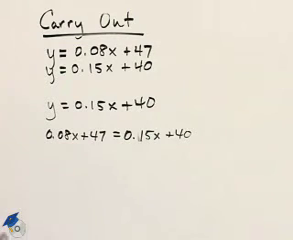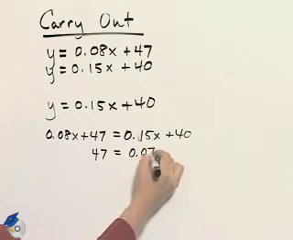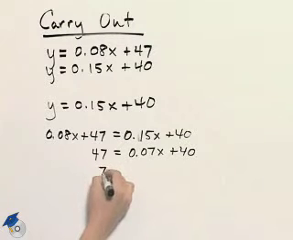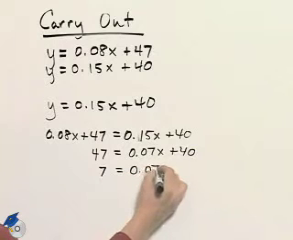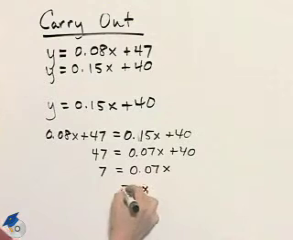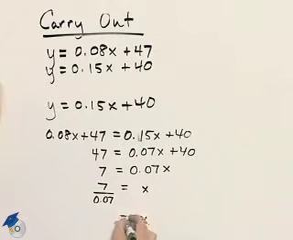Now I can solve this equation for x, which indeed is the quantity that we're trying to find. I'll subtract 0.08x from both sides, and so I'll have 47 is equal to 0.07x plus 40, and then I'll subtract 40 from both sides of the equation, and so I'll have 7 equals 0.07x. Now I can divide both sides by 0.07, so 7 divided by 0.07 happens to be 100. So we know that x is 100.